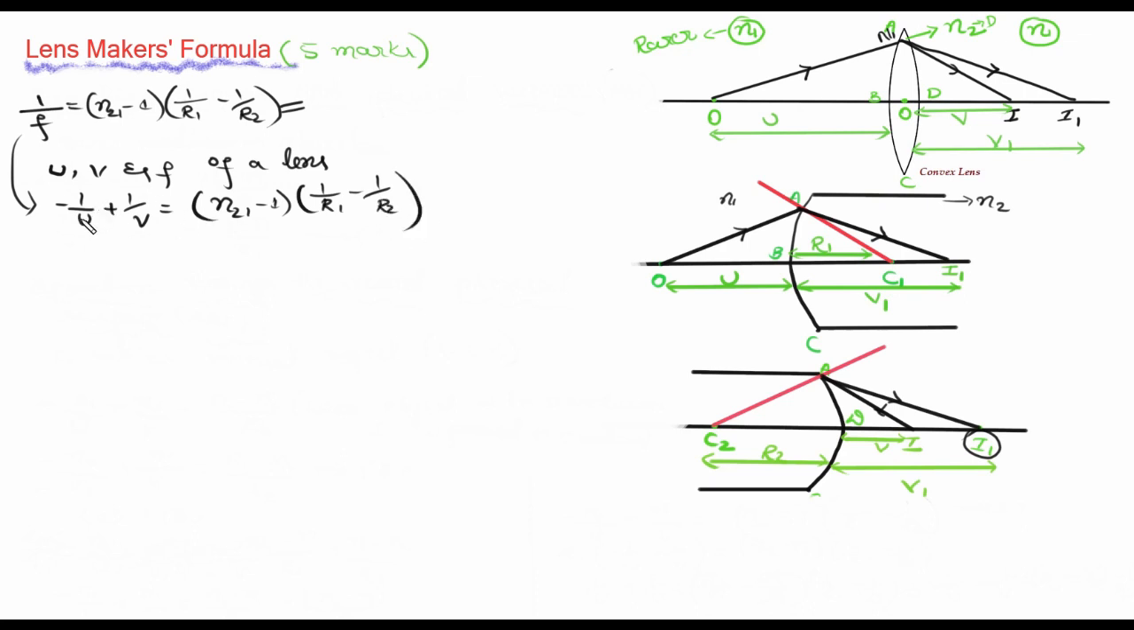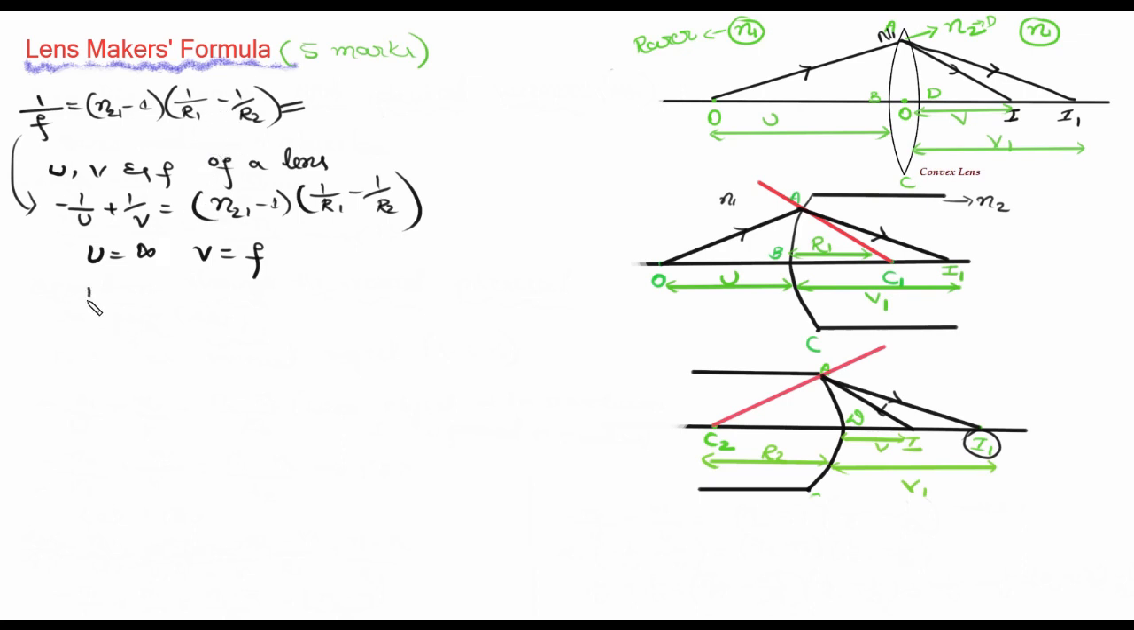Here in place of u we had substituted what? Infinity, and in place of v we have substituted f, because when the object is placed at infinity, the image will be formed at focus. So these are the values of the left hand side of this equation. As a result, what have we got? If you just consider the lens maker's formula and the previous equation, the left hand sides are equal to each other.